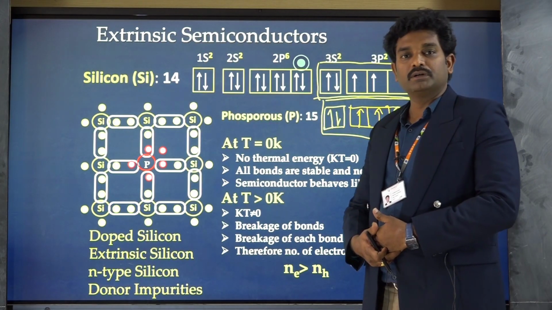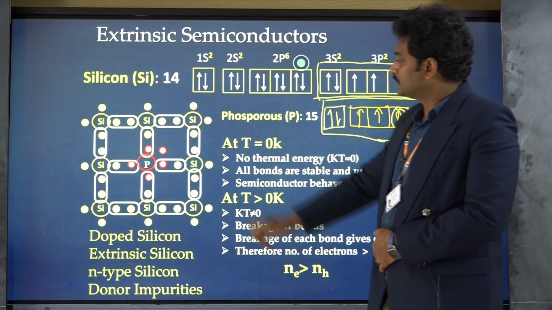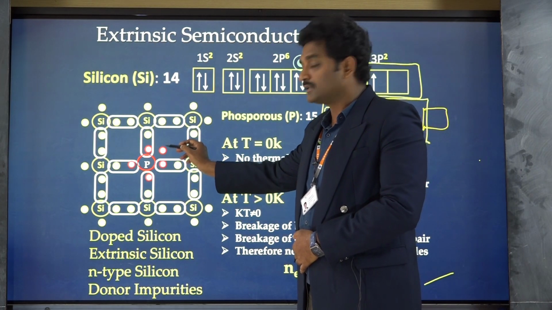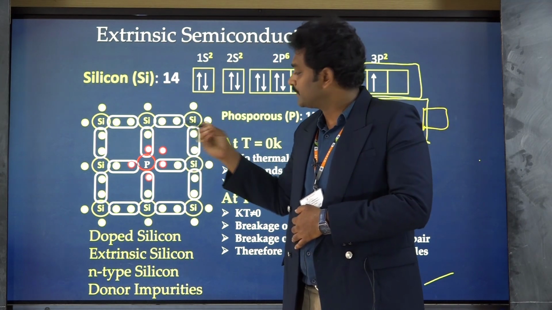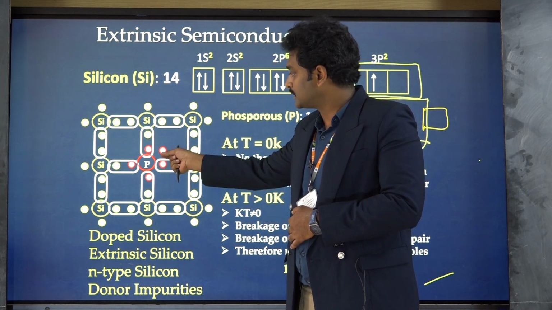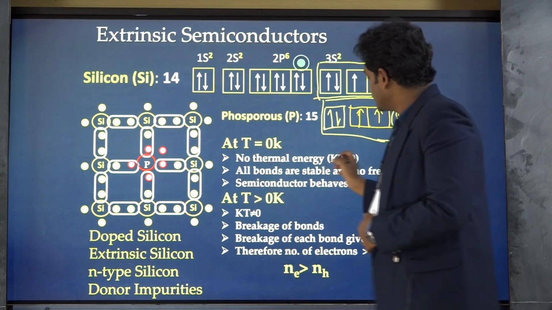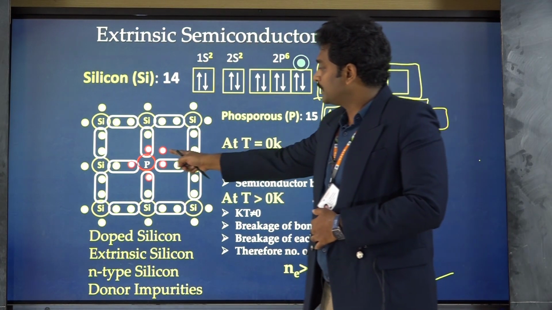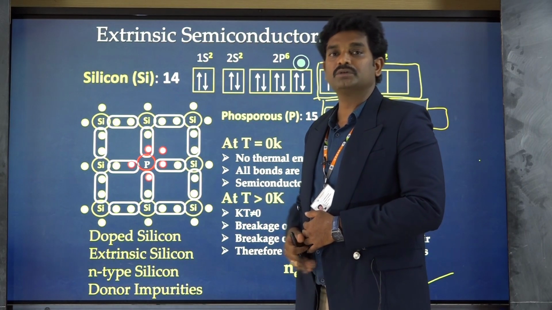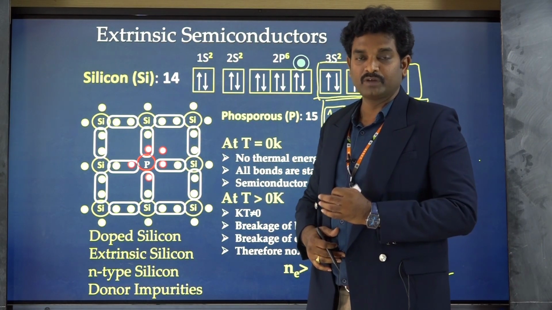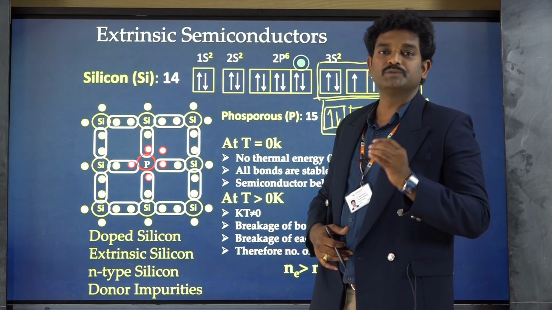At absolute zero, which is T equal to 0 Kelvin, as I said, there is no thermal energy, kT is equal to 0. So this extra electron, though loosely bound, is still bound. There should be some energy given to this electron so that it can come out of the phosphorus and participate in the conduction. But at absolute zero, there is no energy. So the electron will stay attached to this phosphorus atom, and there are no free electrons inside. So the material behaves like an insulator. Whether it is intrinsic or extrinsic, the material behaves like an insulator at absolute 0 Kelvin.